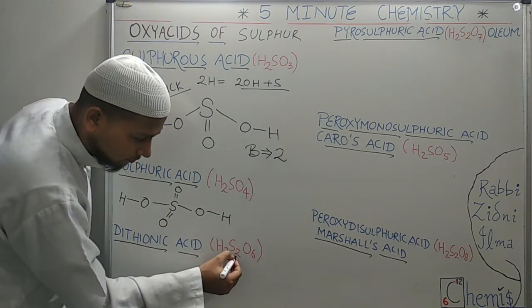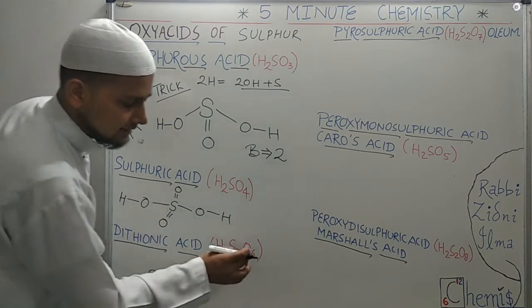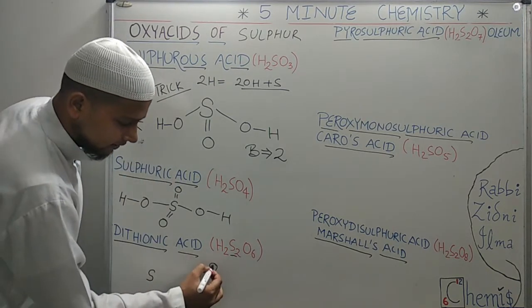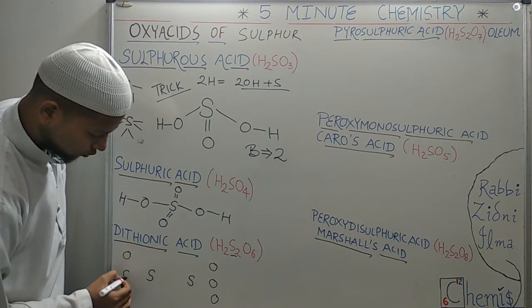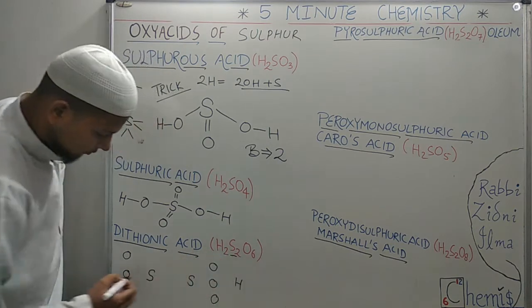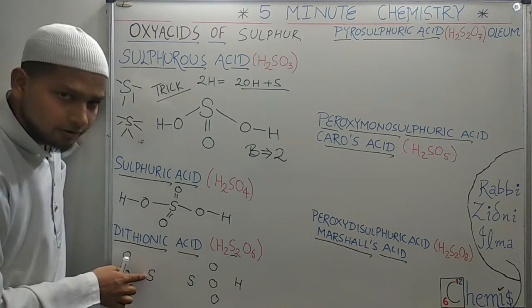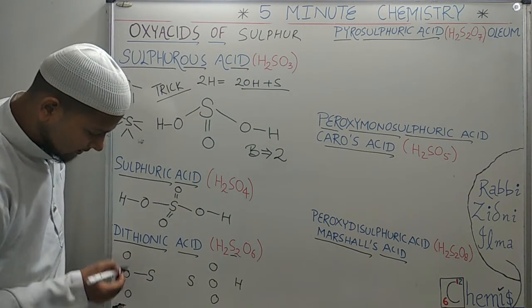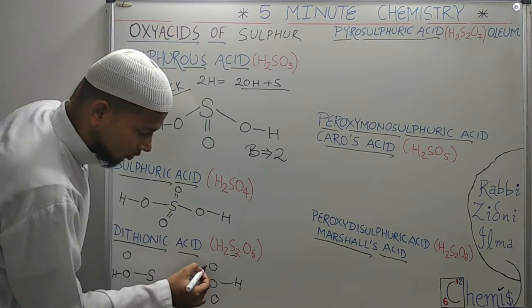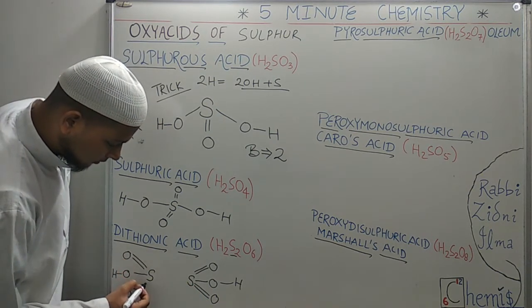Next is dithionic acid, H2S2O6. Now it contains 2 sulfur first of all. So sulfur number 1, sulfur number 2. It contains 6 oxygens. We will distribute them between the sulfurs. So 1, 2, 3, 1, 2, 3. Now 2 hydrogens, so 1 to this one and 1 here. Now the basic rule, as I say, sulfur will attach to OH, so this is 1 and this is 1. Now rest of the oxygen will attach with the help of a double bond, so this double bond and this double bond. Same goes here like that.